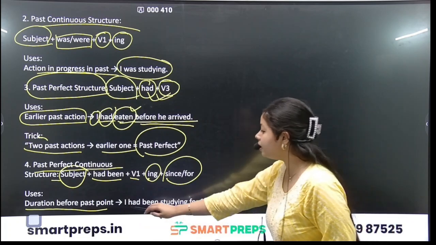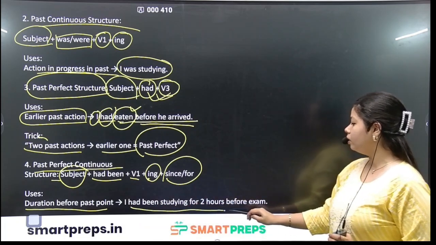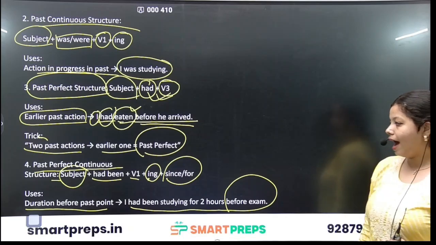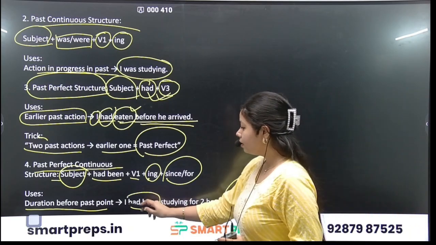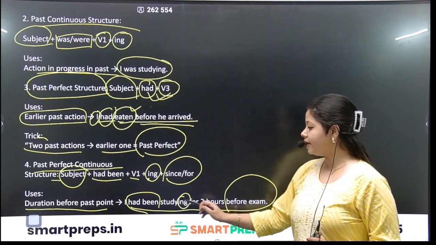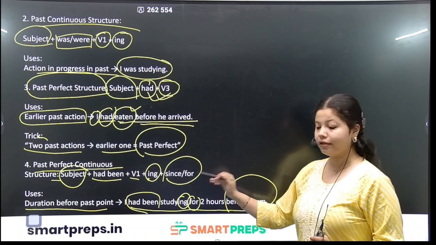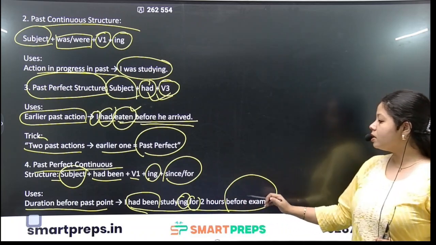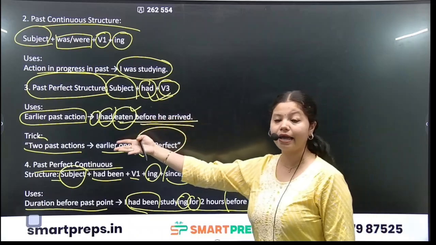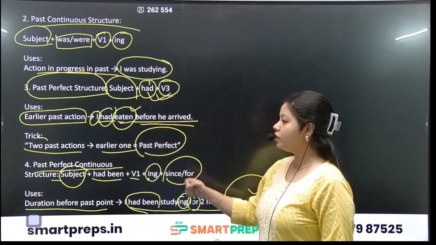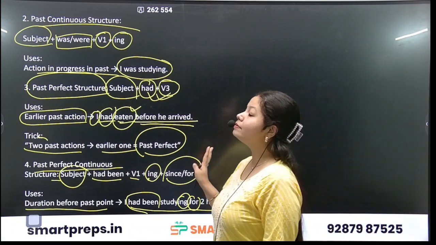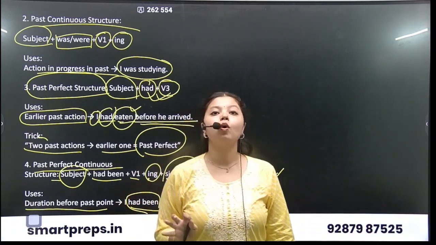I had been studying for 2 hours. When? Before exam. I had been is there. Yes, since it is past perfect continuous, ing is there. For and since will be mentioned, and also for 2 hours before the exam. Since before the exam I did this action, so it is what? Past perfect continuous. Okay, so this is all about the 4 subtypes of past tense, the type 2 of tense.